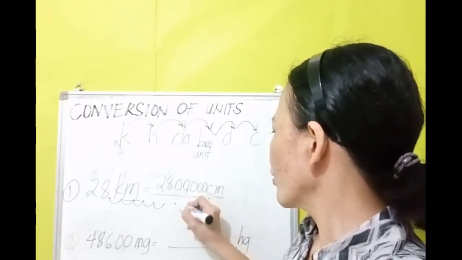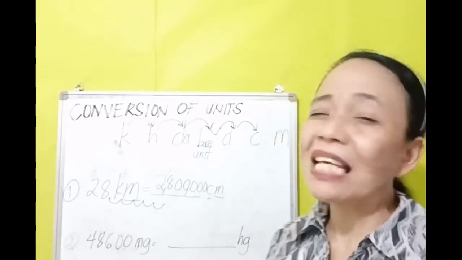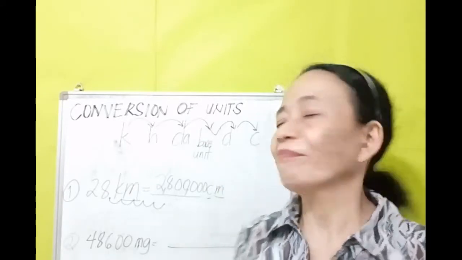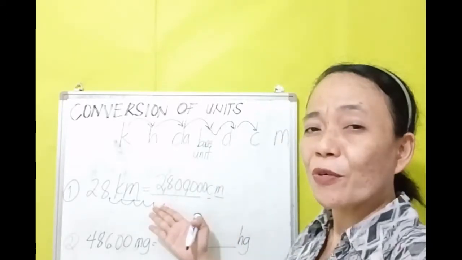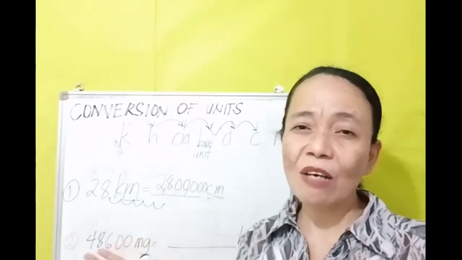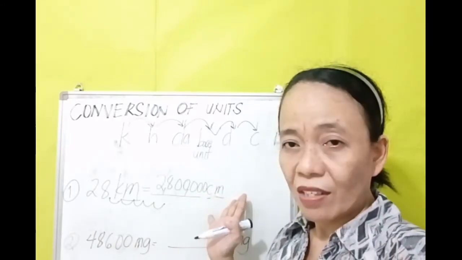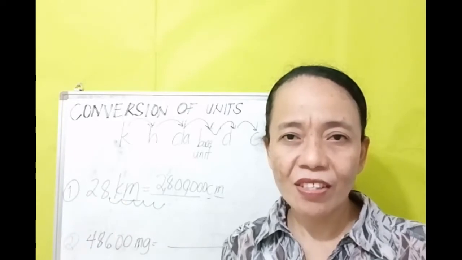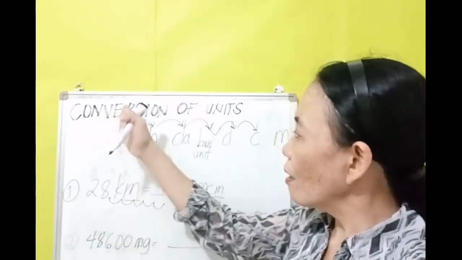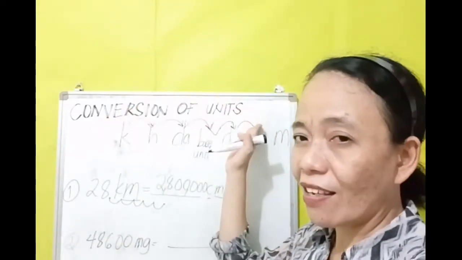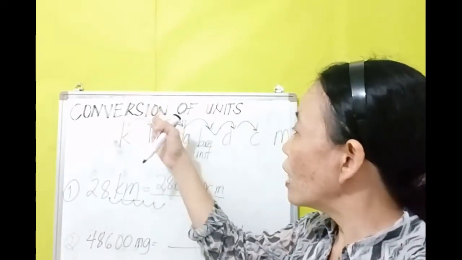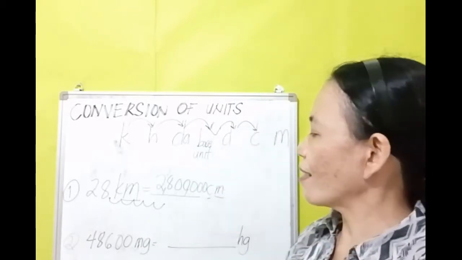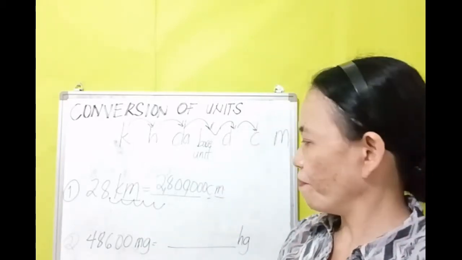So we have 2,800,000 centimeters. Again, there are 2,800,000 centimeters in 28 kilometers. So we're moving from K to C, 5 places to the right. Next, how about this one?